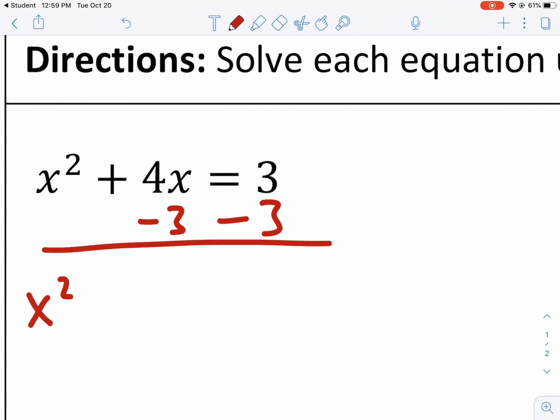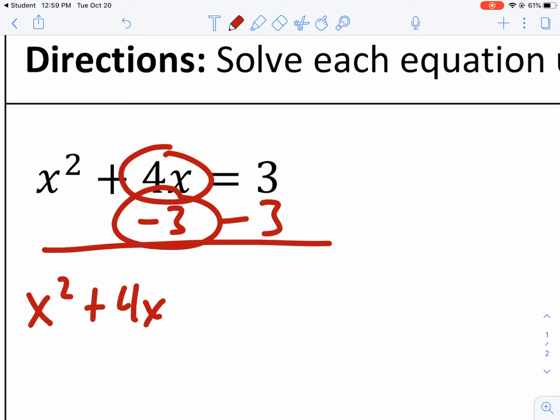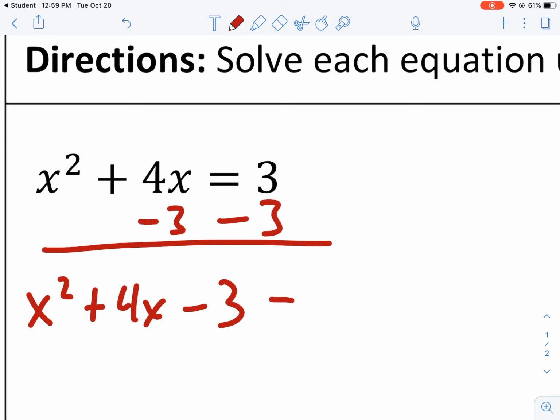Now, we don't have any like terms over here. This has an x, this does not have an x, so we're not going to do 4 minus 3. We're just going to leave it separate. 4x minus 3 equals 0. If you did have like terms, you could combine them, but we don't.